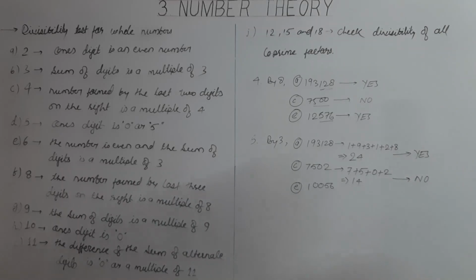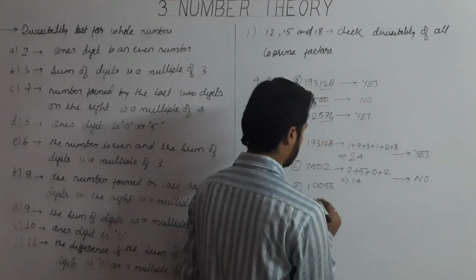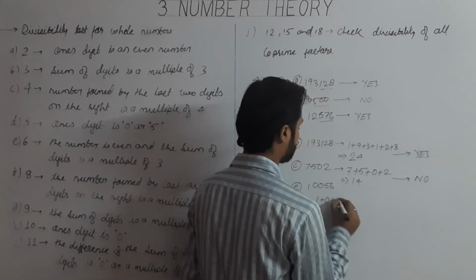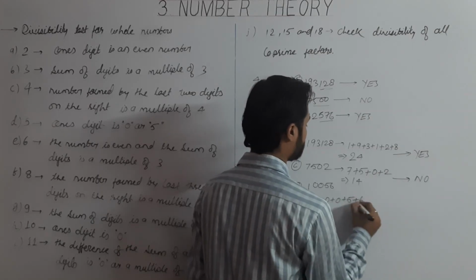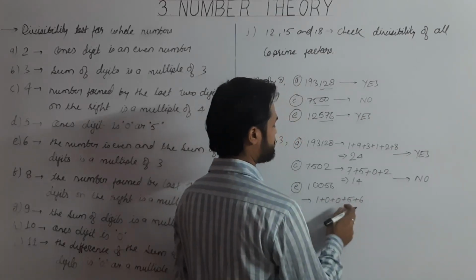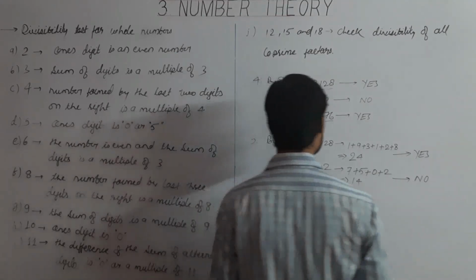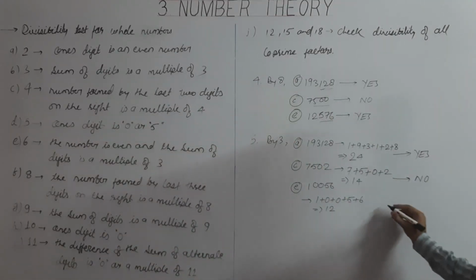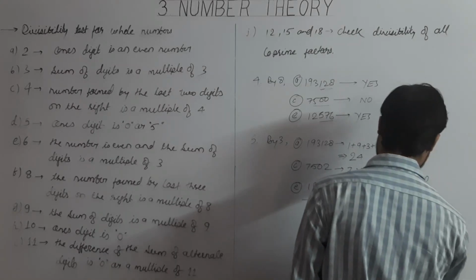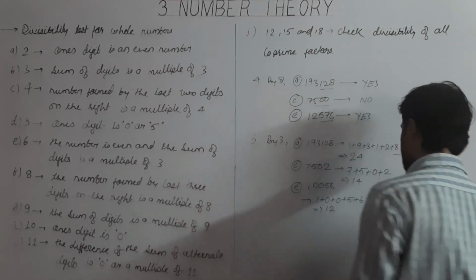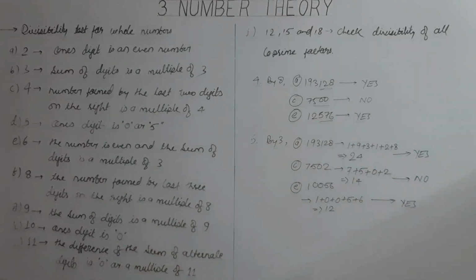Third number, 10056. 1 plus 0 plus 0 plus 5 plus 6. 1 plus 5, 6. 6 plus 6, 12. So total is 12. And 12 is a multiple of 3. So yes, 10056 is divisible by 3.